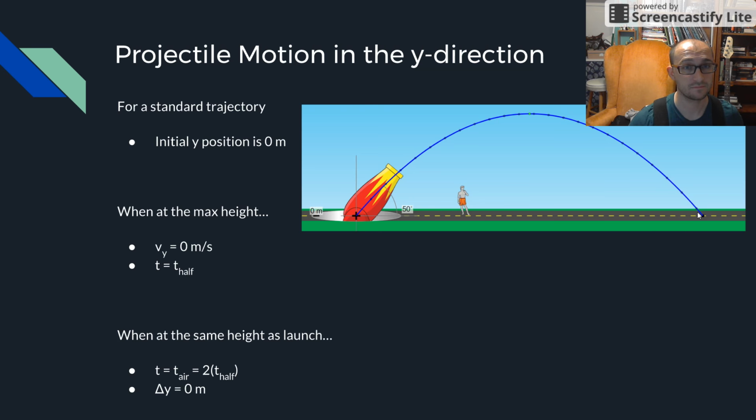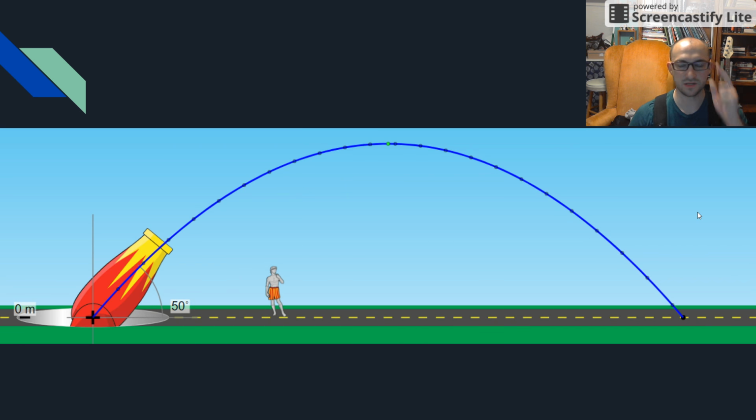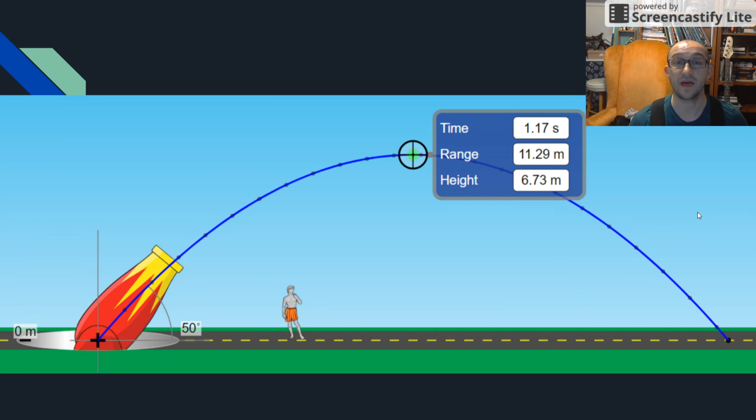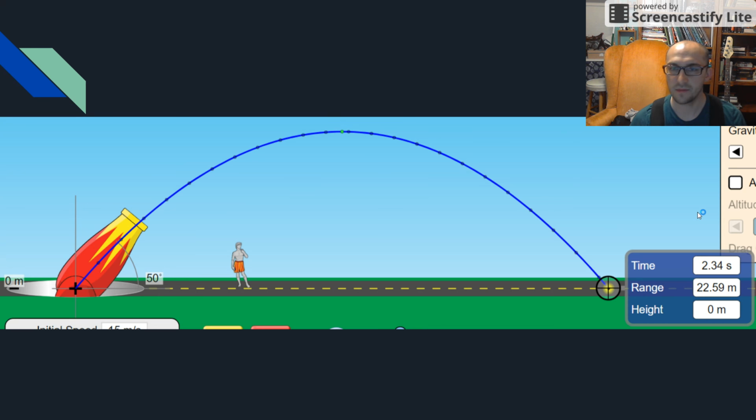Let's move on, shall we? All right, so here's a big zoom in of that picture that I was just showing you. And here's the time at that highest point. It is 1.17 seconds to get from the ground to this highest point. That highest point is 6.73 meters above the ground, and I have traveled in the x direction 11.29 meters. All right, cool. And at the very end, the time is 2.34 seconds, which is double. All right, now look at the range.